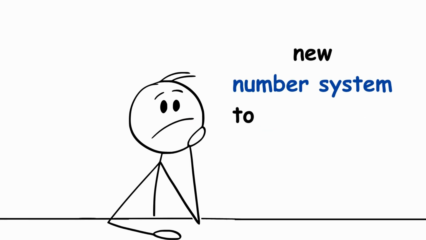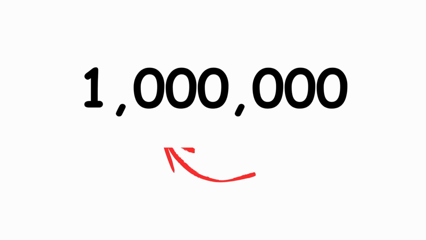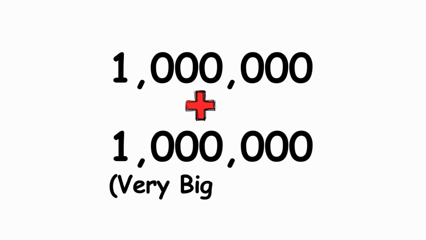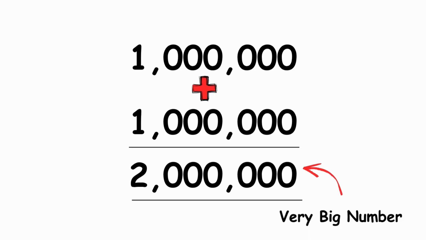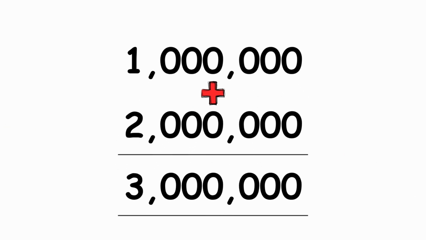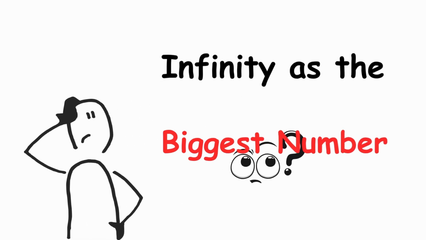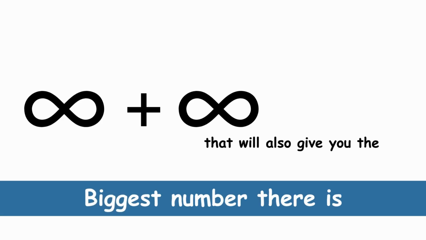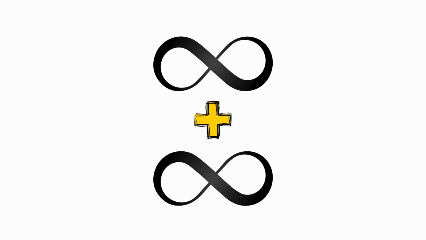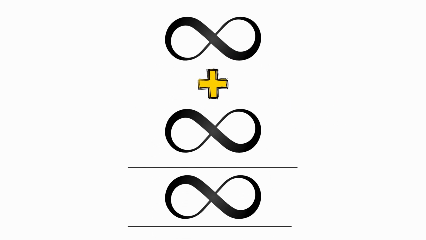Based on our current knowledge of numbers, let's think about how we might want our new number system to work. Firstly, we know that a very big number plus a very big number is also a very big number. For example, 1 million plus 2 million equals 3 million. You can think about infinity as the biggest number there is. So if you add it to itself, that will also give you the biggest number there is, which is infinity again. So infinity plus infinity equals infinity.